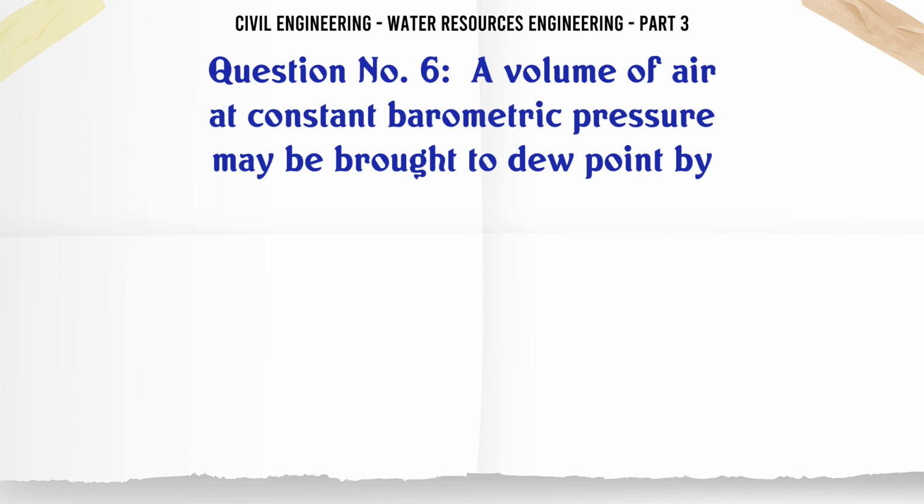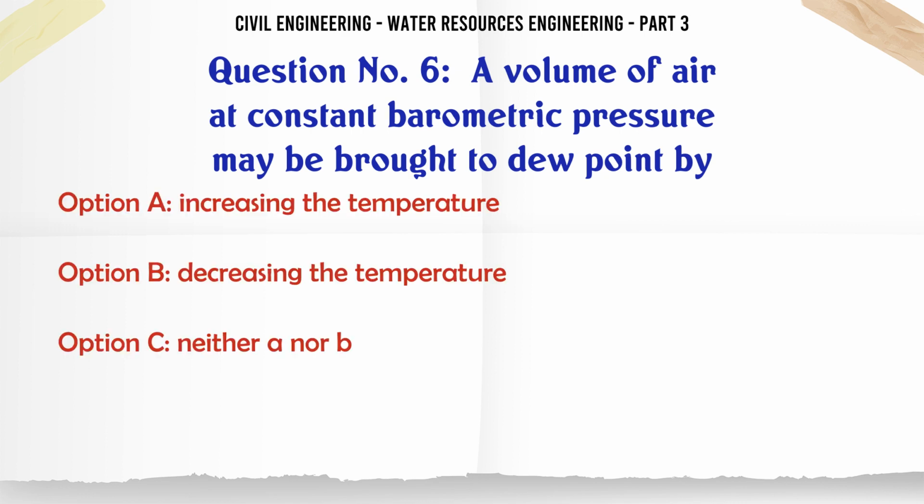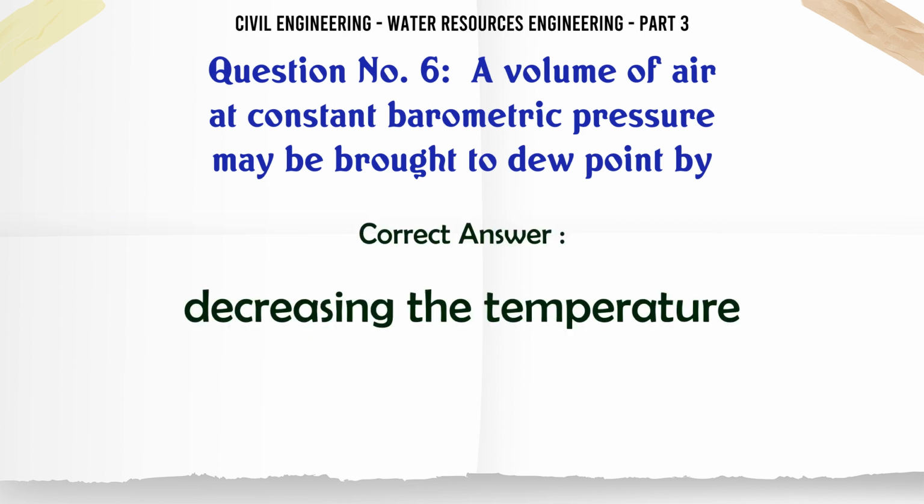A volume of air at constant barometric pressure may be brought to dew point by: A. Increasing the temperature. B. Decreasing the temperature. C. Neither A nor B. D. Both A and B. The correct answer is decreasing the temperature.